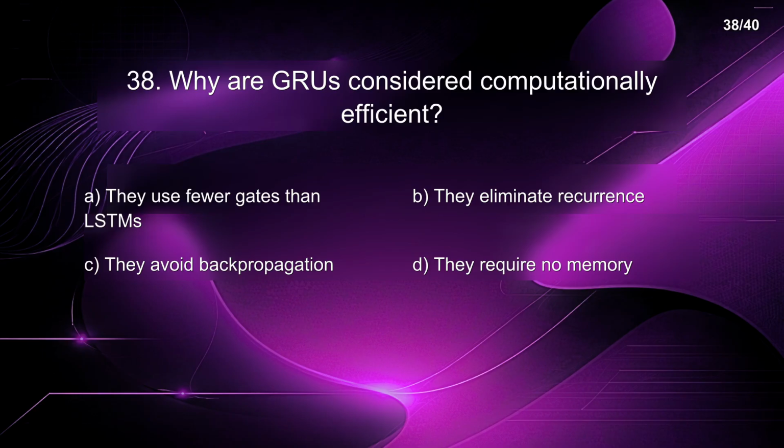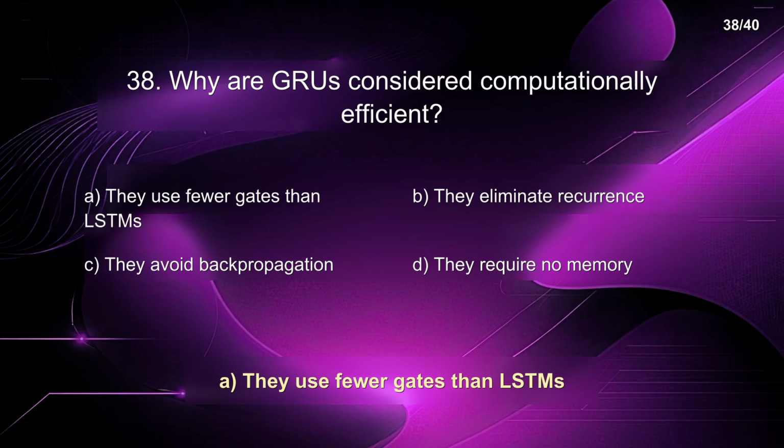38th question. Why are GRUs considered computationally efficient? A. They use fewer gates than LSTMs. B. They eliminate recurrence. C. They avoid backpropagation. D. They require no memory. Correct answer is A. They use fewer gates than LSTMs.